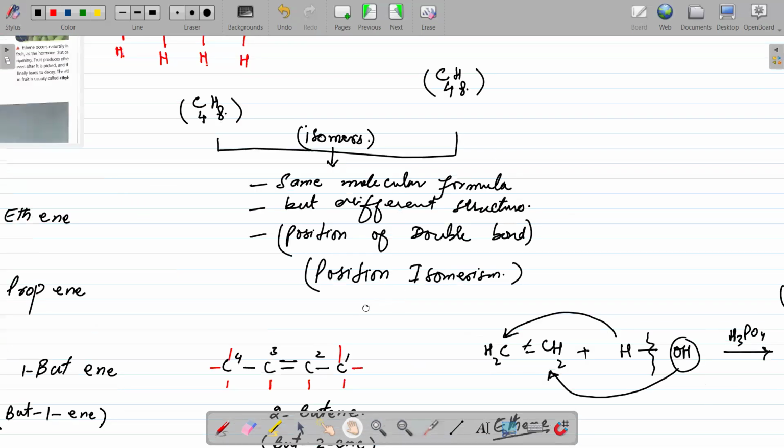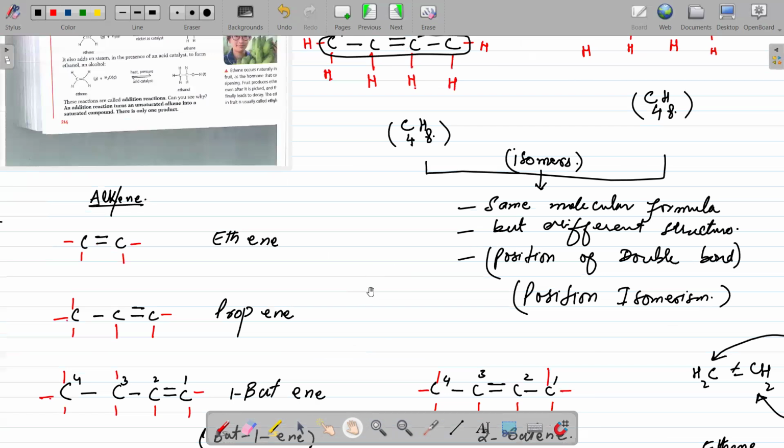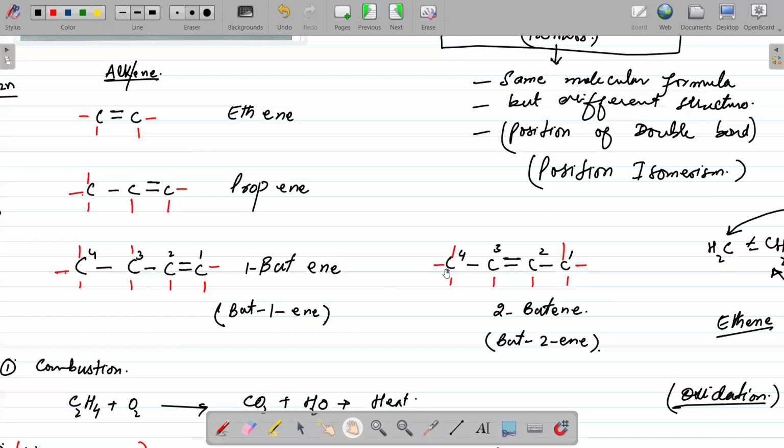Which type of isomerism? Position isomerism, because there is a different position. Remember, this isomerism will occur in all those compounds which have four or more carbon atoms. So this is all about alkenes. Any question? No. Okay, so next we will discuss the next homologous series.